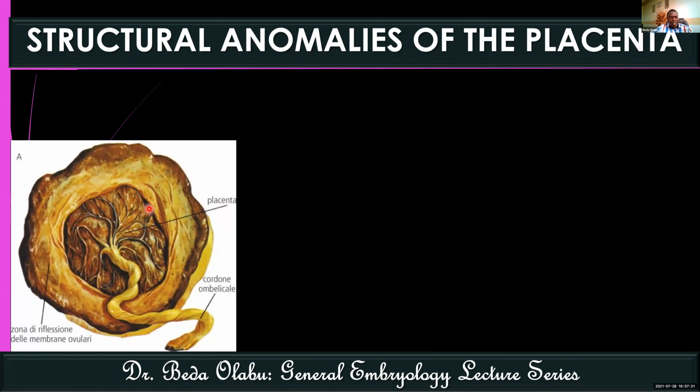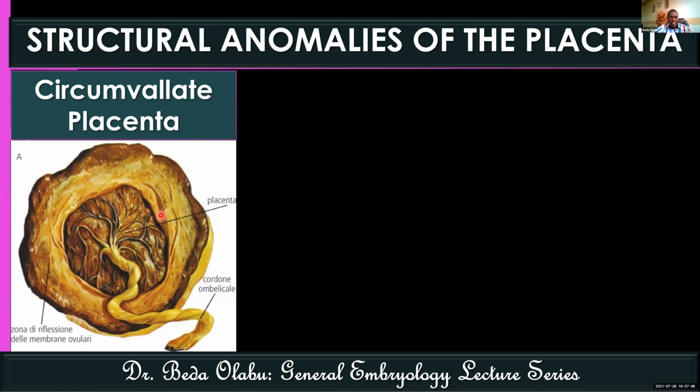Here we see a placenta that has everted edges. The edges of the placenta here are everted. Yes, the umbilical cord is attached at the center, but the edges are everted. We call this circumvallate placenta. You can call it placenta circumvallata.